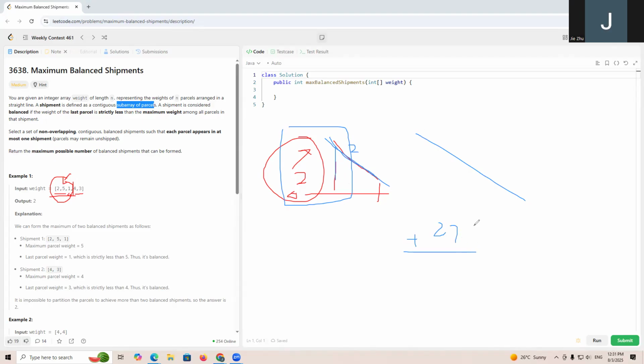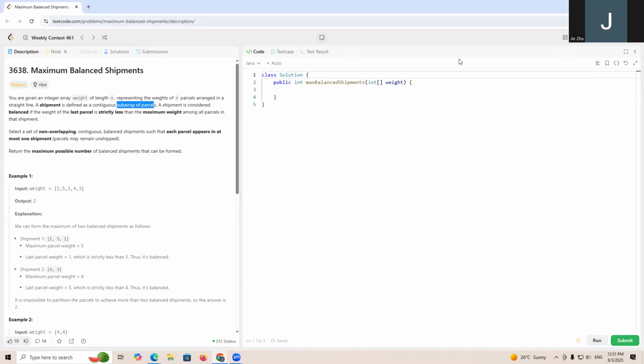So the total shipment is, we check in each decreasing subarray, divide its length by two. That's our result. So let's write code for this. We are going to have int n equals weight.length, and we can have a count, so that if it is consecutive decreasing, we just increase the count. If it's not decreasing, we reset it to zero. So result equals zero.